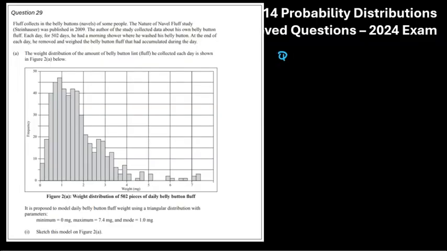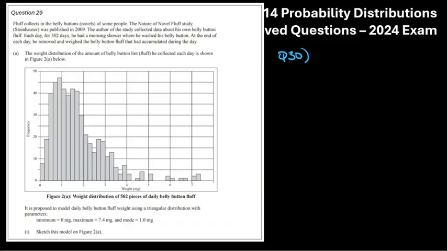We are now on to question number 30, and we've got more belly button related stuff, but we've got some information about fluff, and here is a distribution of the weight of that belly button fluff, and you can see in micrograms down the bottom there the weight of the fluff in each of these belly buttons. This distribution has 502 pieces of information about this. I'm not sure how they got 502 people to participate in this, but here we are.